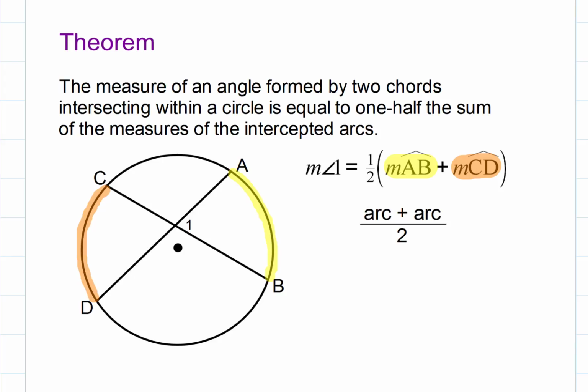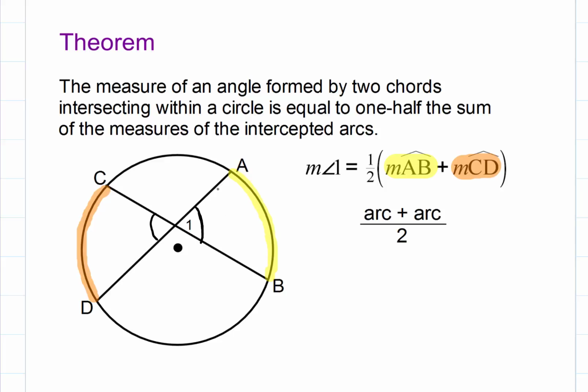Okay, our new theorem for today tells us that the measure of an angle formed by two chords intersecting within a circle is equal to 1/2 the sum of the measures of the intercepted arcs. So we're looking for the measure of this angle right here. And in fact, if we find that measure, we will also find this, because they are vertical angles.